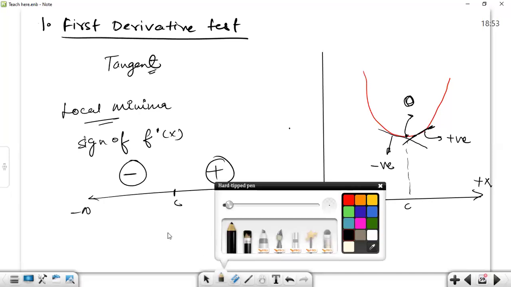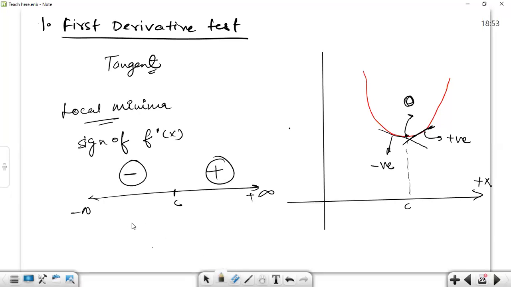So if the graph has a negative slope, it would be going downwards like this, and on C it will become parallel to the x-axis, and then if it has a positive slope, it would be going upwards. So this is how you can also remember that this is a case of local minima.